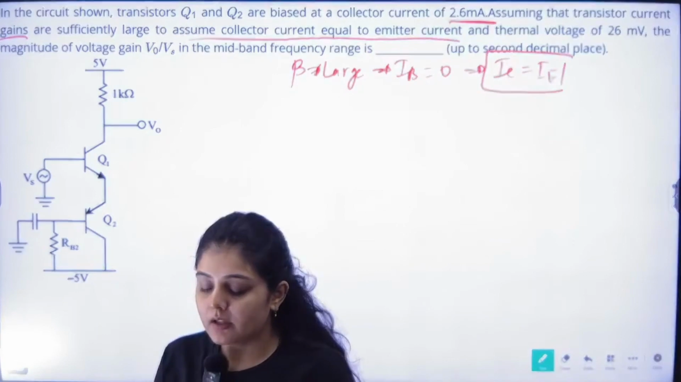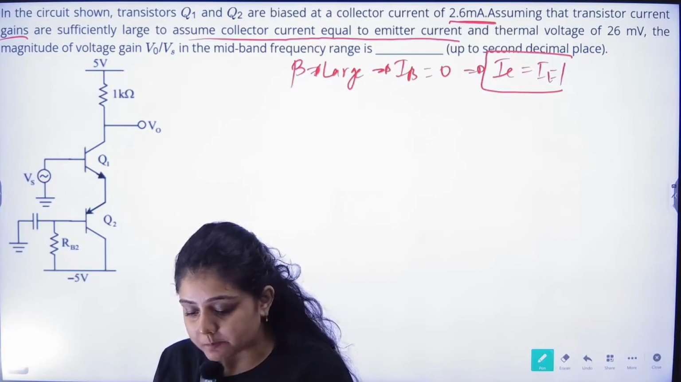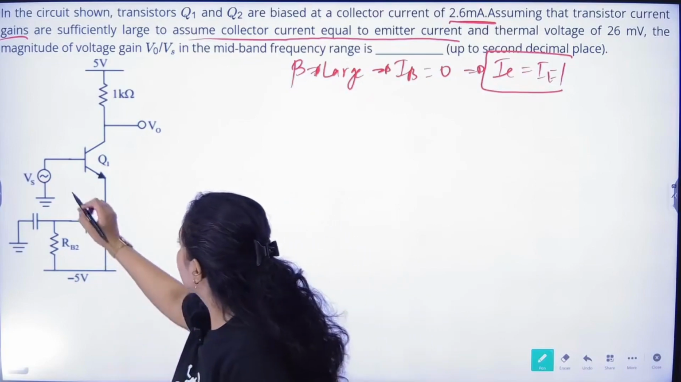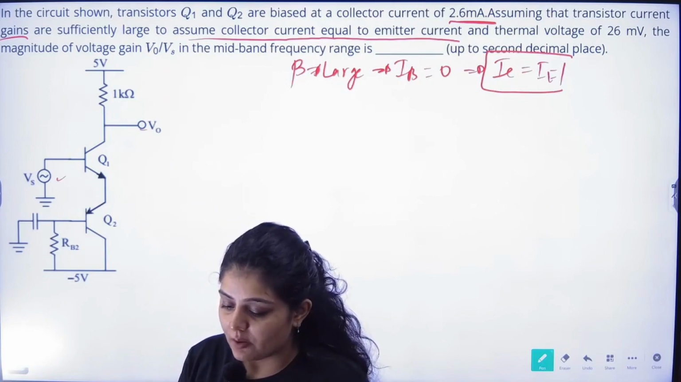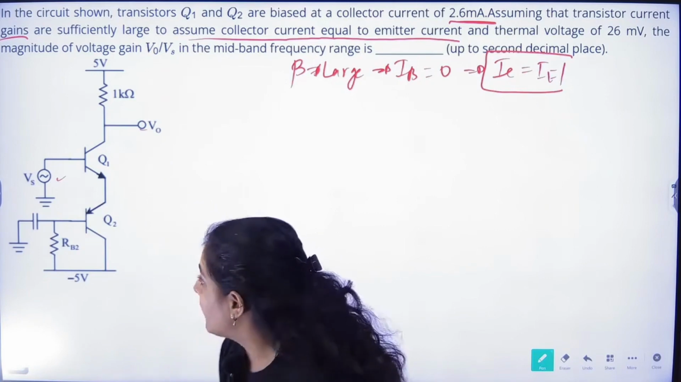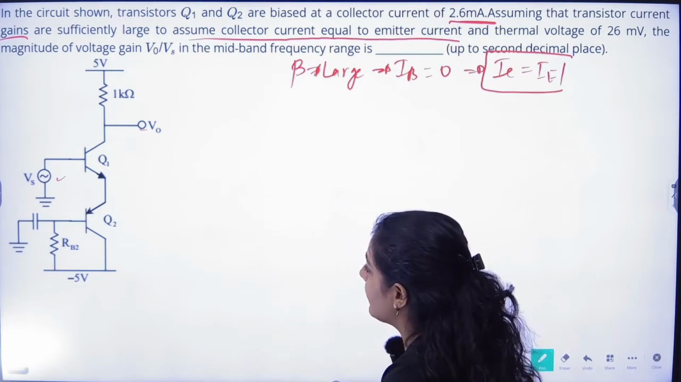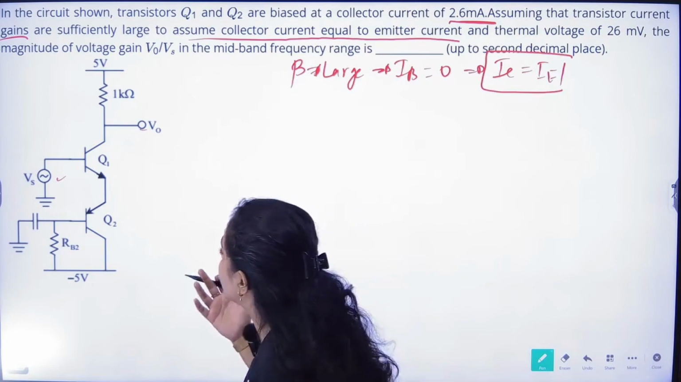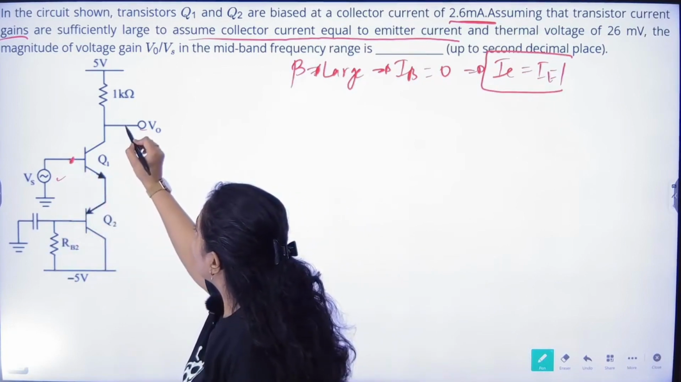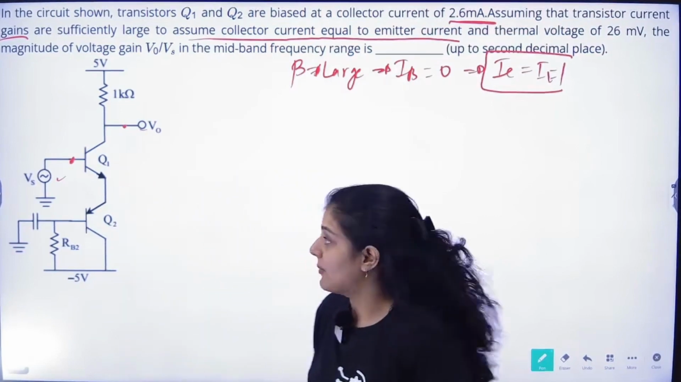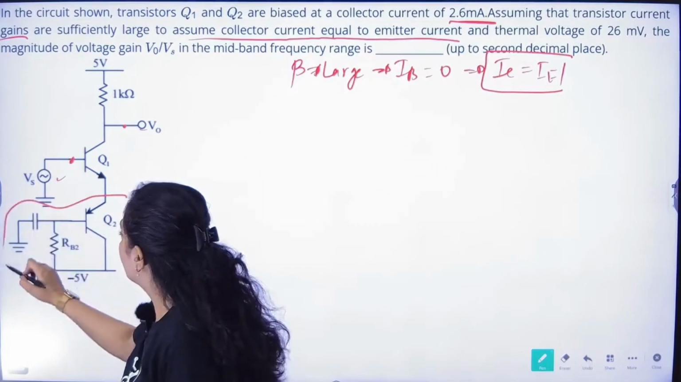The magnitude of the voltage gain V0 by Vs, where input here is this, and this is the output, in the midband frequency range will be equal to what? So again we have to find out what the configuration of this particular circuit is. Here Q1 and Q2 are given. So input is given to this particular amplifier, and output we are also taking from this particular amplifier, which is Q1, and this will act as nothing but a load.